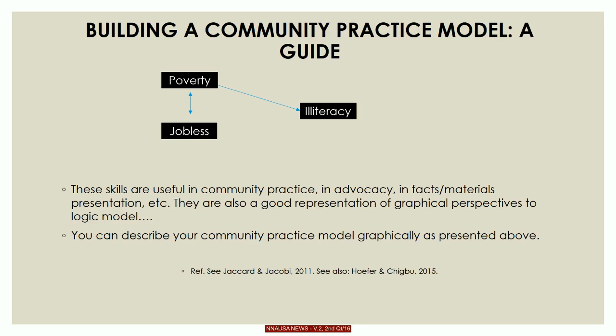If I want to say also or convey that illiteracy is caused by joblessness, what do I have to do? I put that arrow there. So illiteracy is caused by joblessness. Now, look at these three variables: poverty, joblessness, and illiteracy. By looking at that, you could say that there is a relationship between poverty and joblessness. But at the same time, poverty causes illiteracy and joblessness also causes illiteracy.